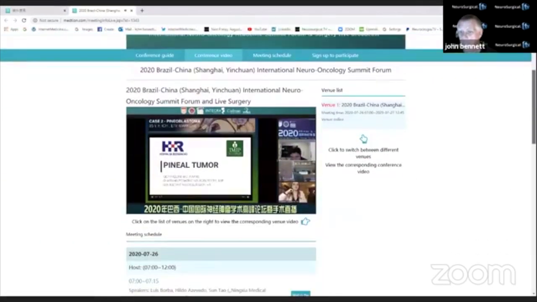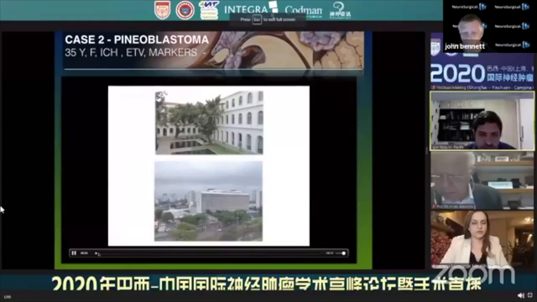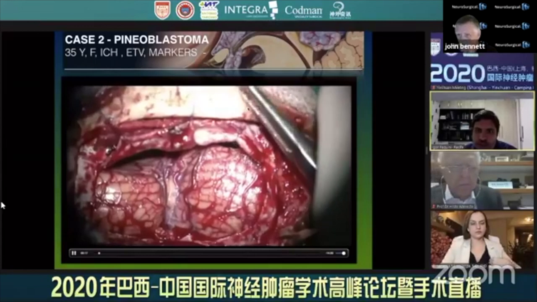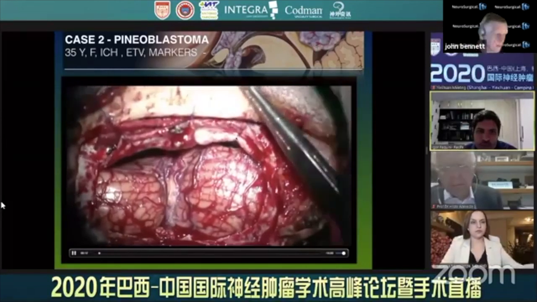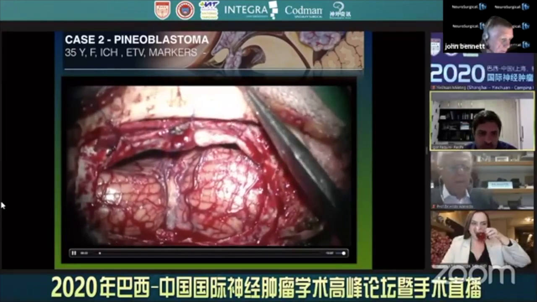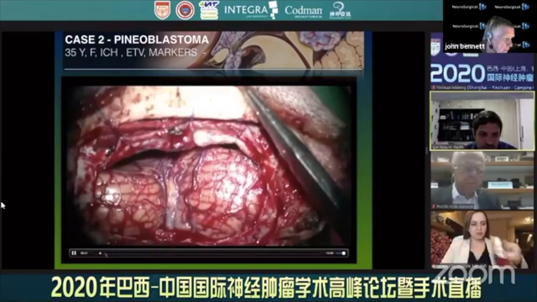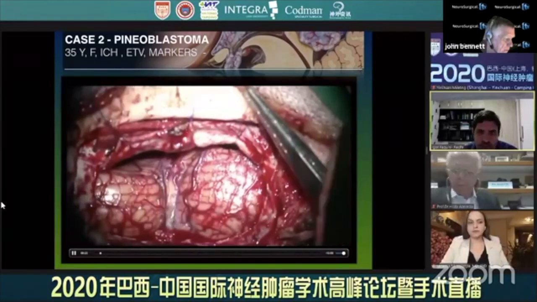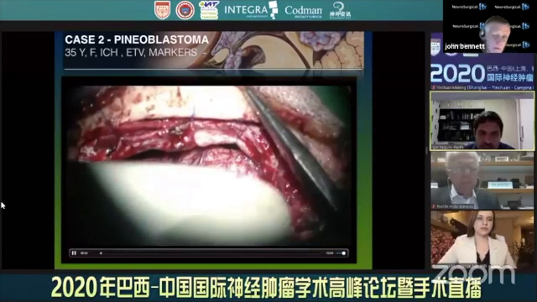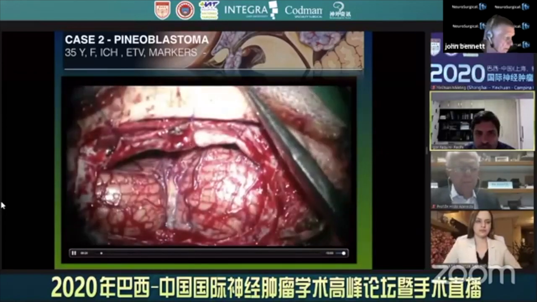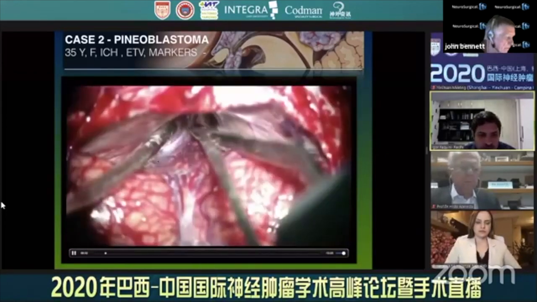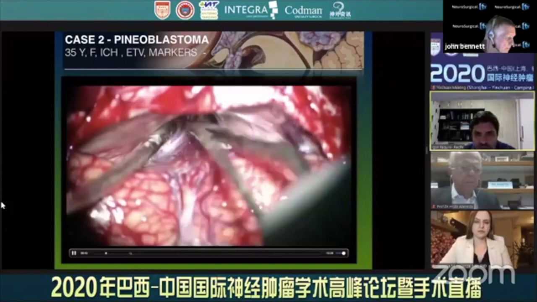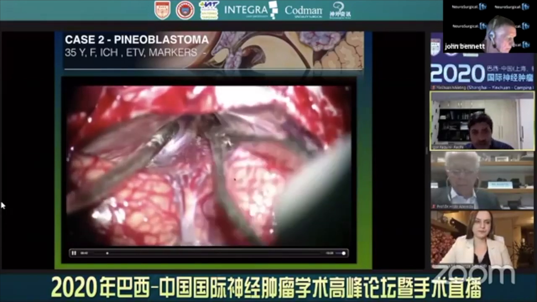Once more, we can identify the midline bridging veins. Here we are putting some dural stitches in order to open the corridor. So we are deflecting the dura. After that, we already see the dense and opaque arachnoid membrane. The ventricle. So we decided on gentle dissection, and here we can already see the tumor.